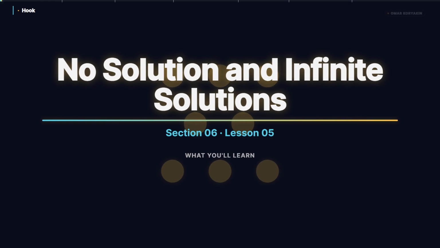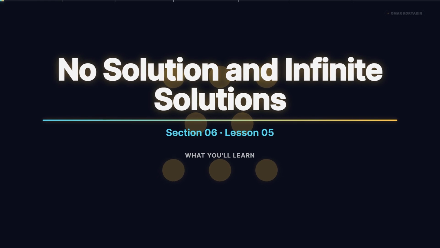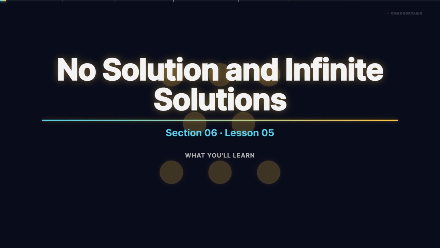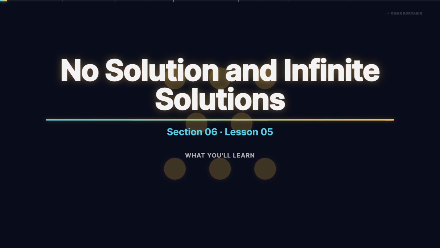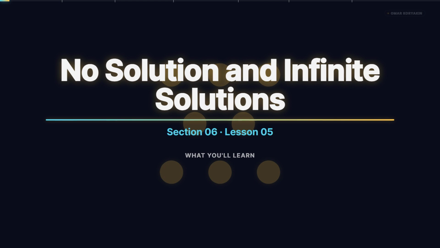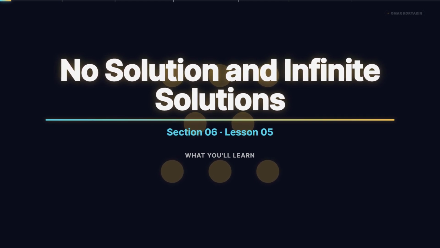Welcome to Section 6, Lesson 5. Across the previous 4 lessons, we covered the 3 solving methods for linear systems and the decision rule for choosing among them. Today, we focus on the 2 special cases where the system does not have a unique solution, the no solution case where the system is inconsistent, and the infinite solutions case where the system is dependent.